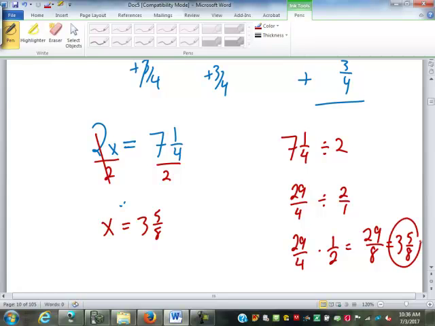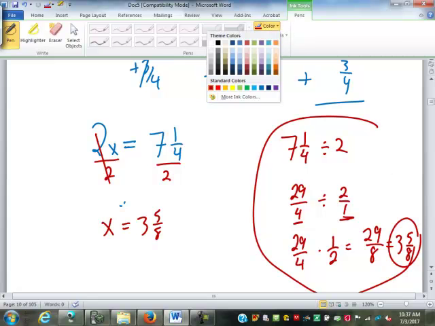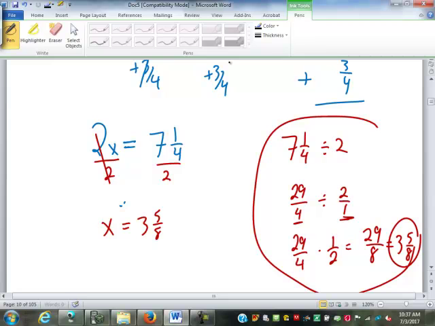Look familiar? Okay. So you turn it into 2 over 1 and make this into an improper fraction as well. Then you flip it over and multiply by 1 over 2 instead of dividing by 2 over 1. So any questions there so far?